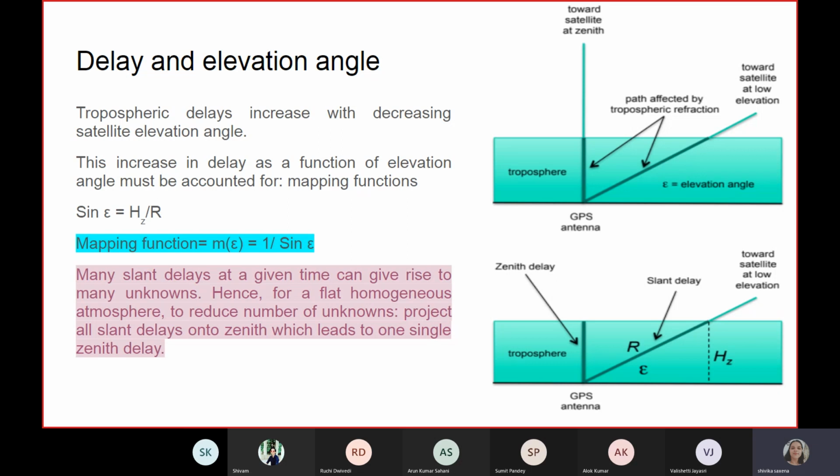So to reduce this problem to a finite number of unknowns, one for each place, we can map all these slant delays for a flat homogeneous atmosphere towards the zenith direction to get the zenith delay. How are we mapping this slant delay to zenith delay? By using the mapping function. So slant delay is equal to mapping function times zenith delay. We will see this equation in further slides.